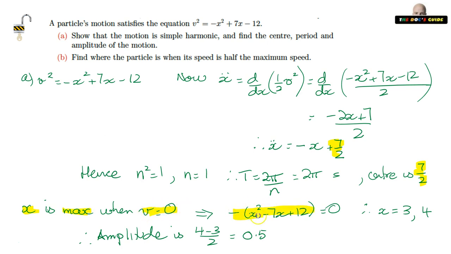So if we look at our equation for velocity just here, that will be 0 at x equals 3 and x equals 4. So they're the two extremes of the motion. So this particle is oscillating between 3 and 4, and its centre is halfway between those at 3.5, obviously, and therefore the amplitude is 0.5.